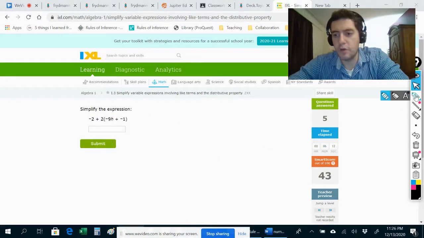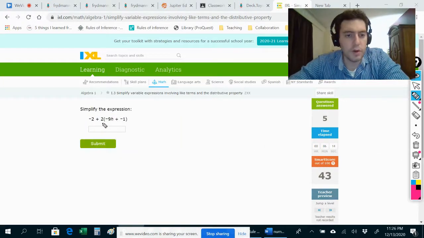All right, so over here, we're going to distribute this. Well, first I'm going to rewrite that as minus. Okay, so I have negative 2. That's going to stay the same. That's not in the parentheses. It's not getting multiplied with anything.